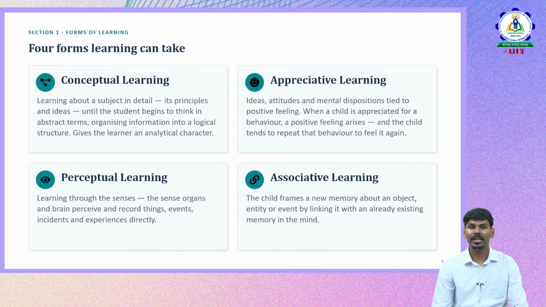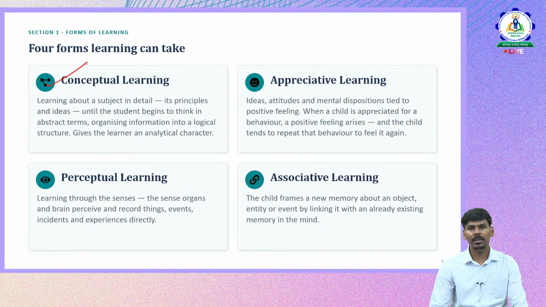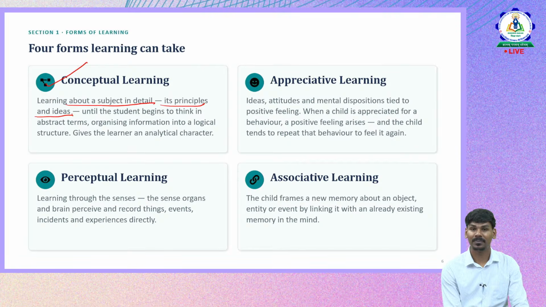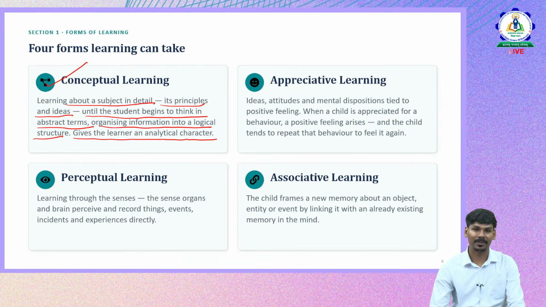Learning can take place in 4 forms. The first one is conceptual learning. By the term itself, you can understand that it is learning about a subject, learning about concepts. So, learning about a subject in detail, its principles and ideas, until when? Until the student begins to think in abstract terms, until the student is able to organize information into a logical structure. And also, this gives the learner an analytical character.